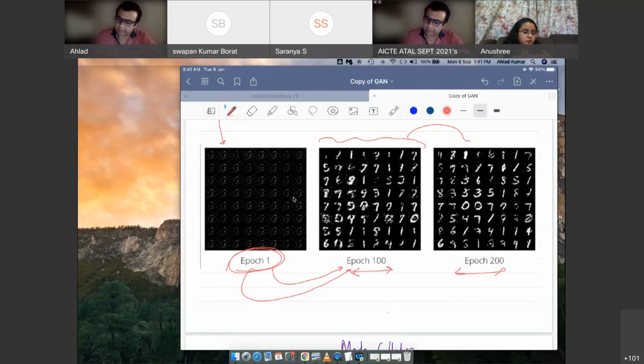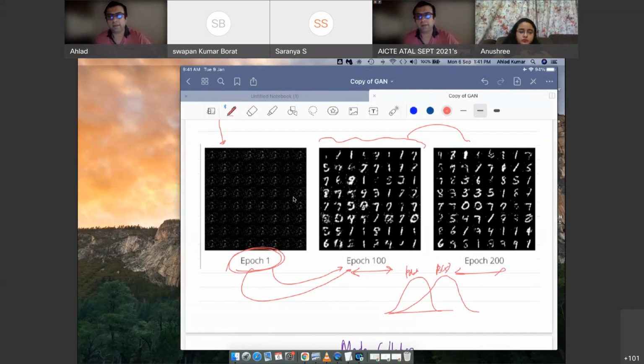These densities which we are discussing, for example in the two-dimensional version, p data of x and pg of x, are not close to each other. So there is some dissimilarity here, and your discriminator is smart enough that it can still detect the differences. So that is not a good point to achieve.